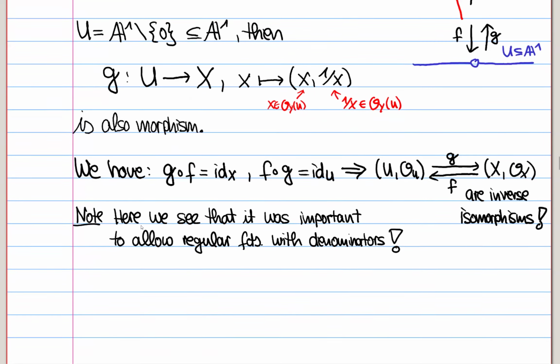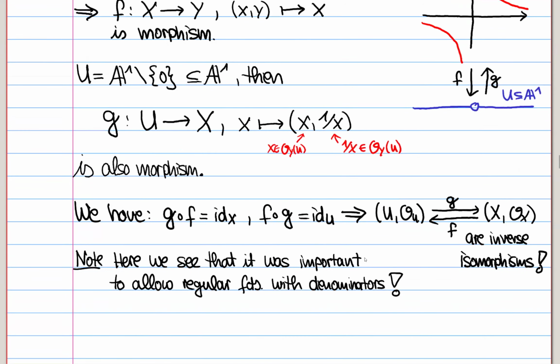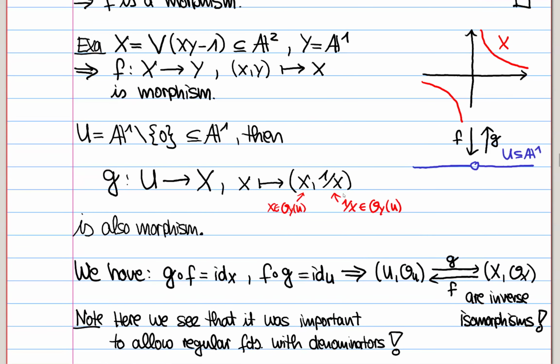And here we see one reason why it was important to allow regular functions with denominators, because if we hadn't allowed 1 over x to be a regular function, then we couldn't have written down the inverse of this very nice map f, and that would have been a shame.